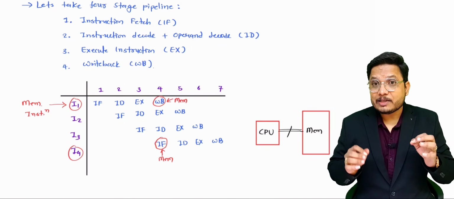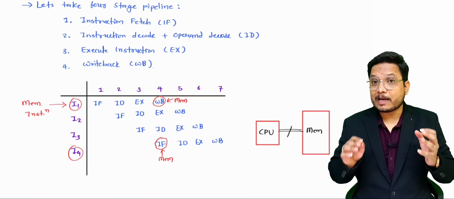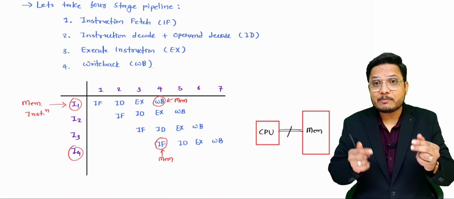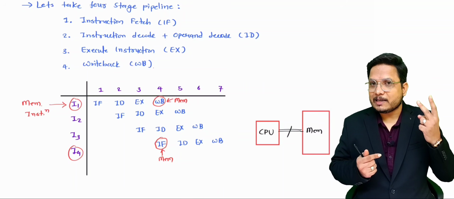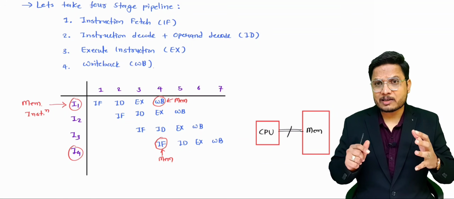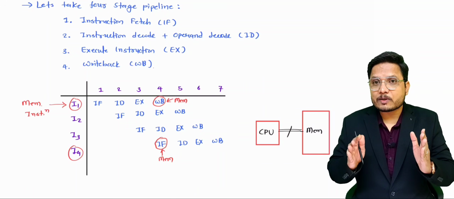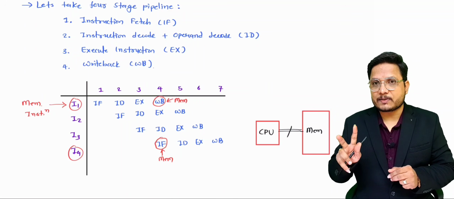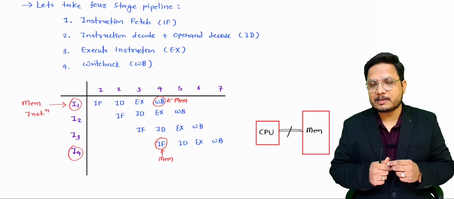This issue is referred to as a structural issue. Why? The reason is the same memory is being utilized by 2 instructions, which is not possible. And this is what a structural hazard is. Structural hazard means the same resource cannot be utilized by 2 different instructions. That is referred to as structural hazard.